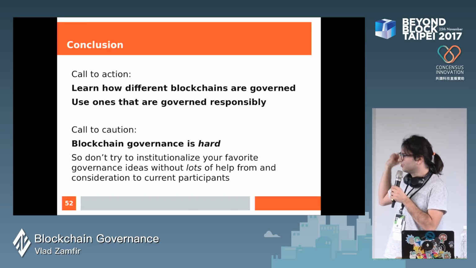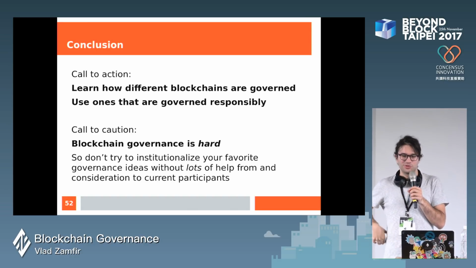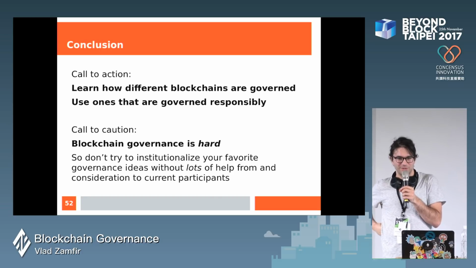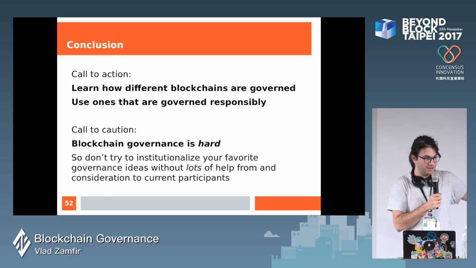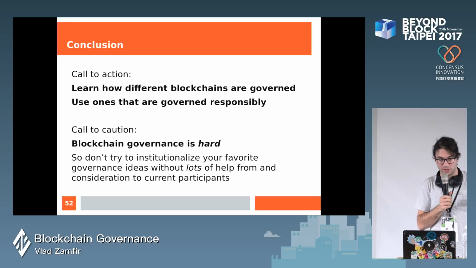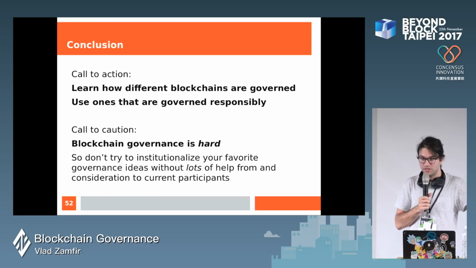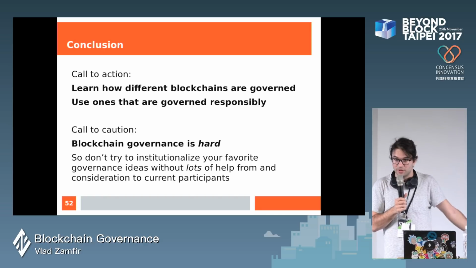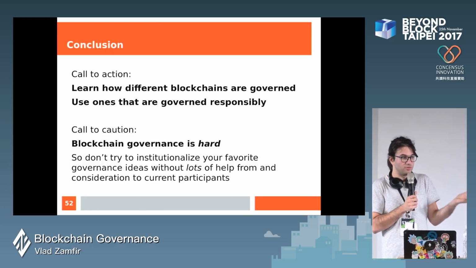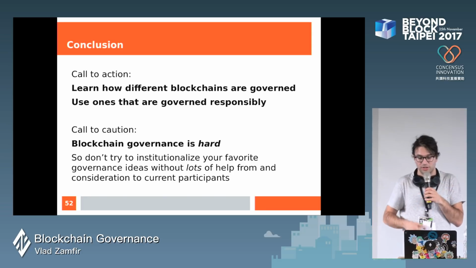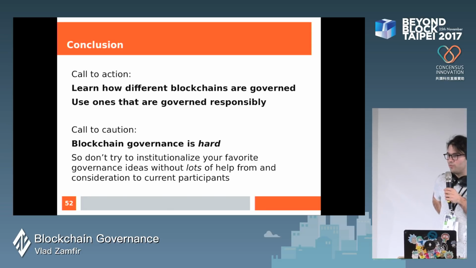So basically, I want you to learn how blockchains are governed and use the ones that are governed responsibly. Just pay attention to the governance processes. Figure out how the decisions are made. What's the structure? What are the participants? What are their incentives? Do people believe this is legitimate? Will people go along with the decisions? There's all sorts of questions that you can ask. And then you should pick the blockchains that have governance processes that you believe in, that you think are actually going to be representing your interests in the long run.